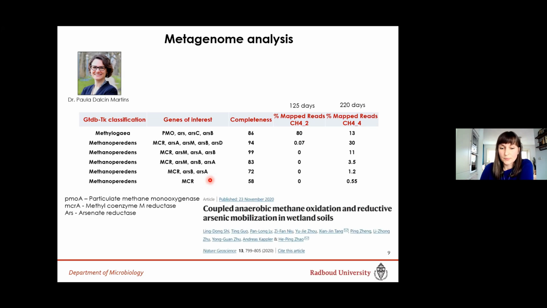And that was later published in a paper by a Chinese group that indeed confirmed that arsenate specifically can potentially be used as an electron acceptor in anaerobic methane oxidation, and that was shown for wetland soils.